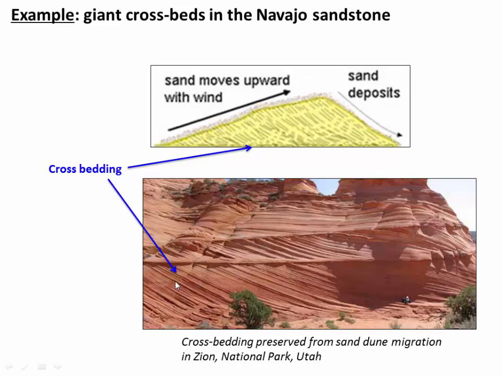So here's an example of what foresets look like. These are very large foresets deposited by migration of a huge sand dune, bigger than a house or something like that, across an ancient desert. These are from the Navajo sandstone in Zion National Park. So these are recording an ancient sand dune. Here's a person for scale. And each of these beds represents a cascade of sand down the front of that migrating dune. Of course, we also see cross-bedding at a much smaller scale as well.